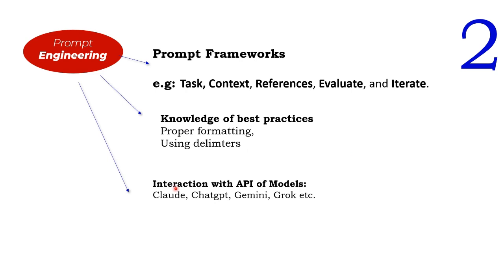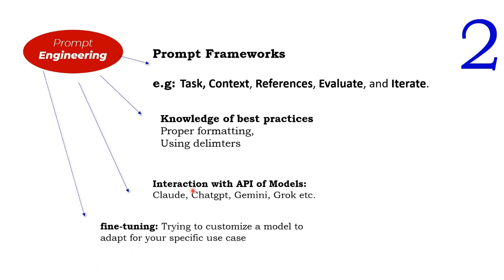It helps you. Then when it comes to prompt engineering, we have what we call interaction with the API of models like Claude, ChatGPT, Gemini, Grok. They all have an API, right? When we talk about an API, it simply means application programming interface. So this API enables you to interact with the model if you are not interacting with it using the standalone app. Another way is fine-tuning.